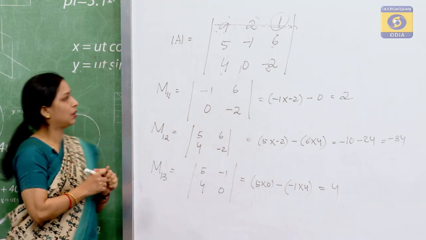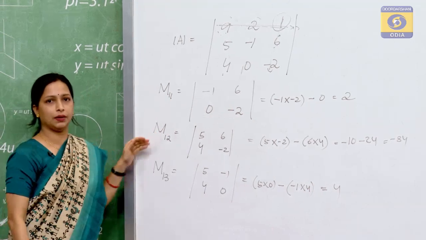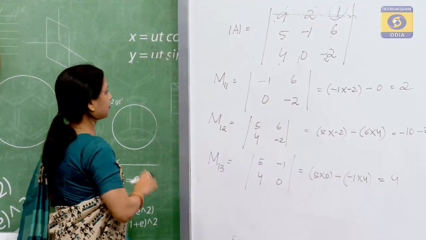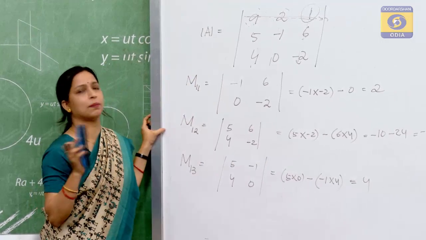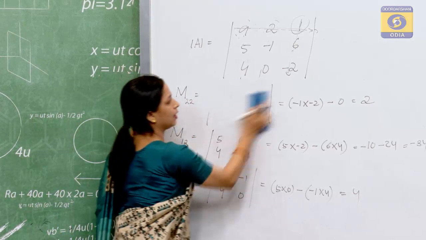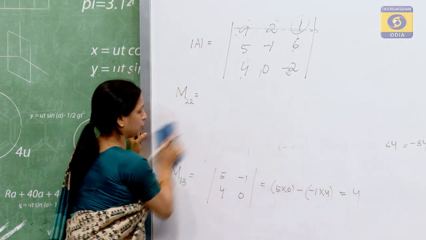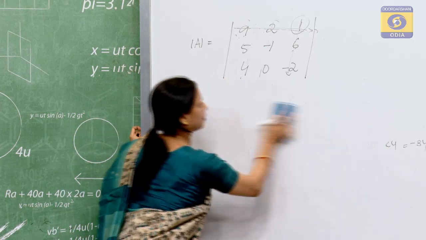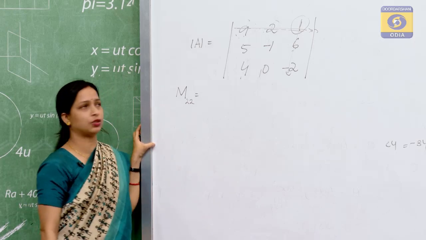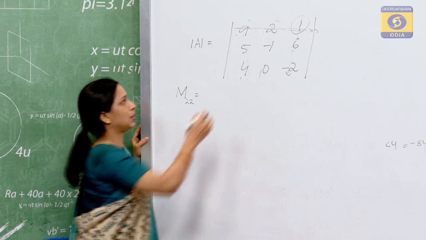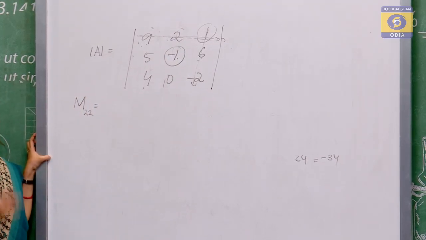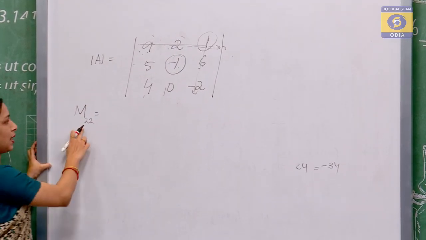Now, this is how you find out the minors of different elements. Let us take a random element. Let us say, if in the question it is given, find the minor of M22. How to find out the minor of M22? Same steps you have to use. M22 means the minor of A22. Where is A22? A22 means row 2 column 2, that means here, -1. So, you have to find out the minor of A22, meaning M22.